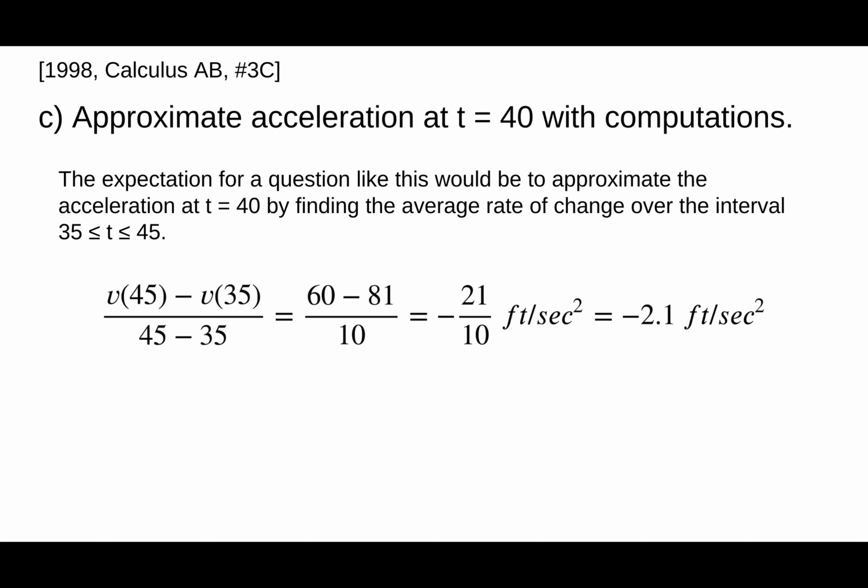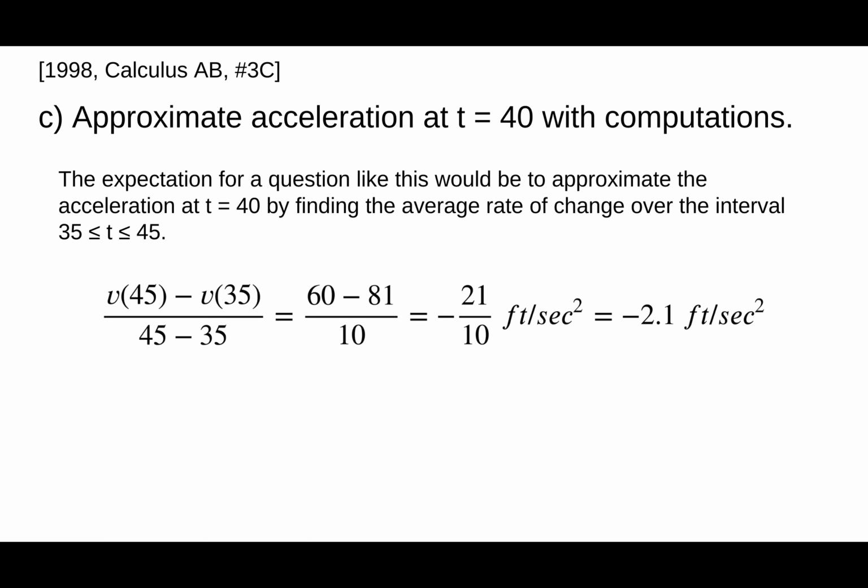So if we use the formula for average rate of change with t equals 45 and t equals 35, we get v of 45 minus v of 35 over 45 minus 35. Values for v of 45 and v of 35 we can take right from the table that was provided. 60 minus 81 is negative 21.